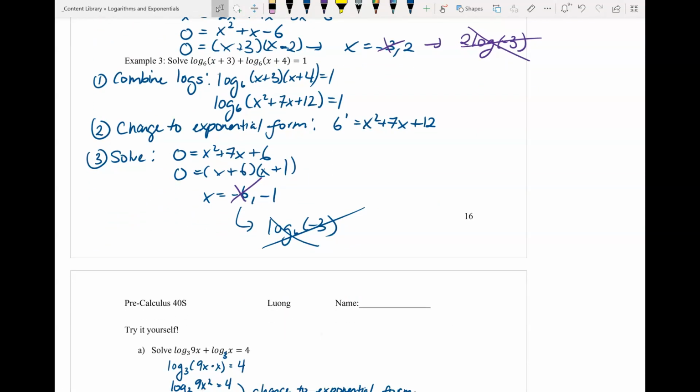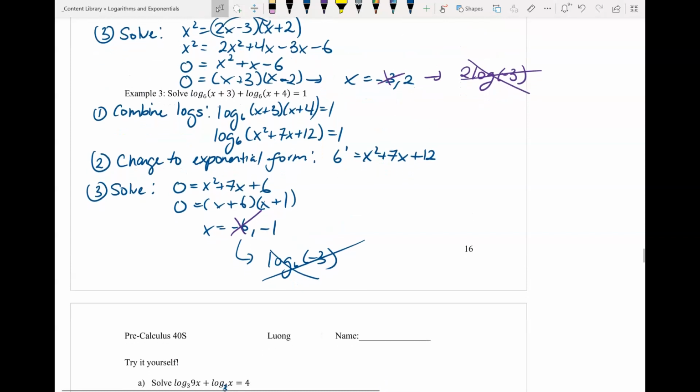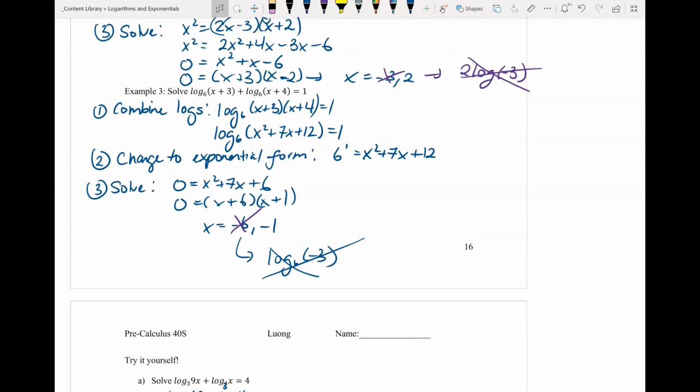For the next two questions, I want you to try it yourself. I did make a little typo in there, so please change the base of 4 to a base of 3. So you have log base 3 of 9x plus log base 3 of x is equal to 4. So go ahead and try those two questions on your own, and then when you're ready, press play for the full solution.